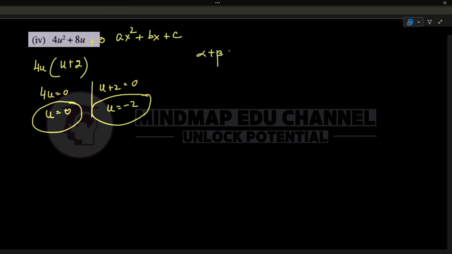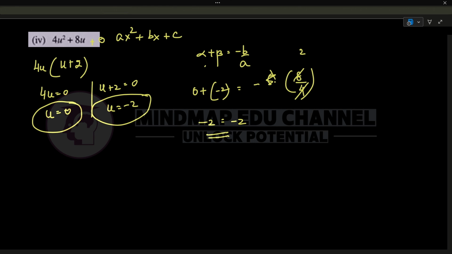Alpha plus beta is equals to minus b over a. So what's your alpha and beta? 0 plus minus 2. And now what is b? The value of b from the polynomial, find out, it is 8. Let me write here 8 over a is 4. So it will be minus 2 on the left hand side and 8 over 4, that is 2, so minus 2 on the right hand side. Thus left hand side is equals to right hand side.